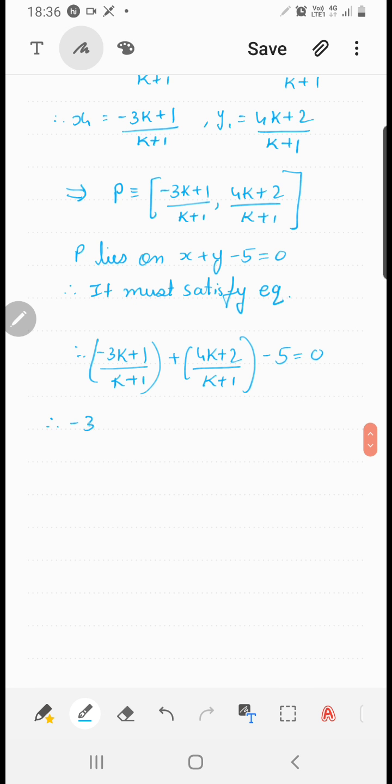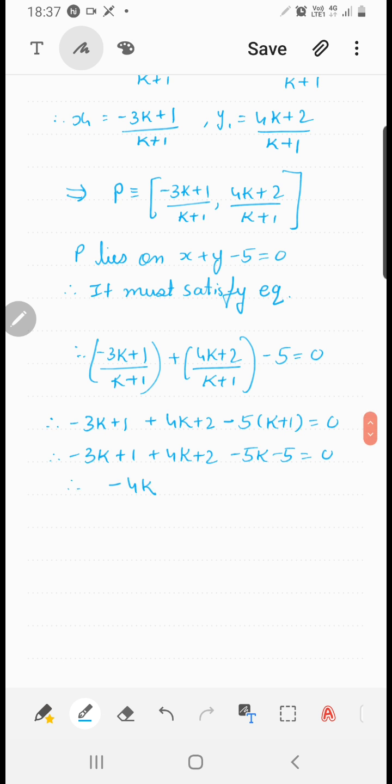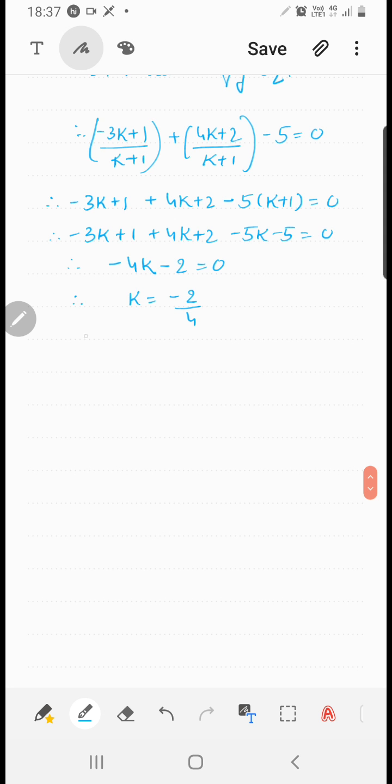Let me take the LCM. So I get minus 3k plus 1 plus 4k plus 2 minus 5 bracket k plus 1 equal to 0. So what I get, minus 3k plus 1 plus 4k plus 2 minus 5k minus 5 is equal to 0. So what I get here is minus 4k and 2 plus 1 is 3, 3 minus 5 is minus 2 is equal to 0. Therefore k is equal to minus 2 by 4. So what I get, k as minus 1 by 2.